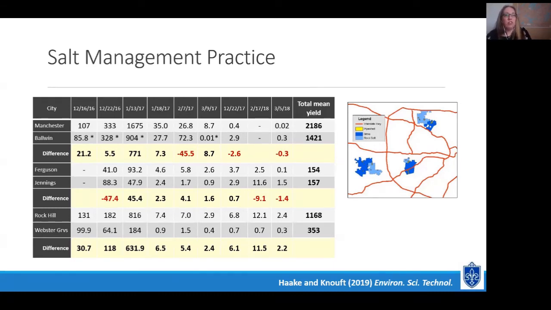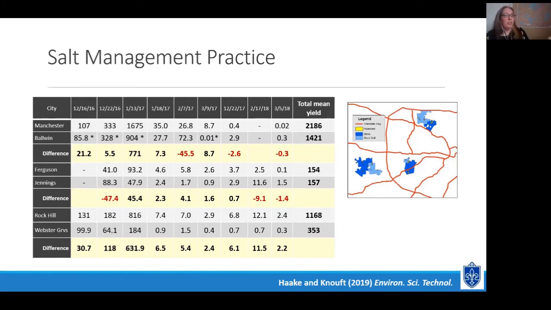Next, looking at the Manchester-Baldwin pair on the top, these 4 storms shown with an asterisk are instances when the city of Baldwin has record of putting down brine. Now, I only had solid records for this for Manchester and Baldwin, not for the other pairs. That's why there are no asterisks in any of the other cities. But in those 4 storms, they used brine, and in all instances, they ended up having a decreased amount of salt in their stormwater relative to Manchester.